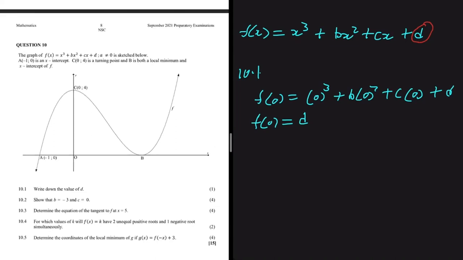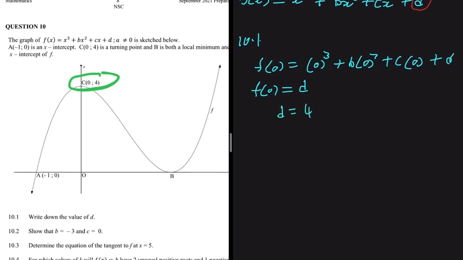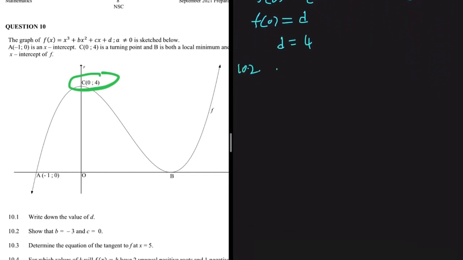So let's go to our graph and see what the y value of the y-intercept is. You can see here that c is the y-intercept, right? And then the y value there is 4. So now we can conclude that d is equal to 4. And now we can do 10.2. 10.2 is saying, let's show that b is equal to -3 and c is equal to 0, right?